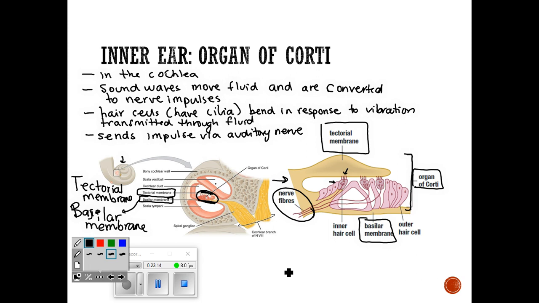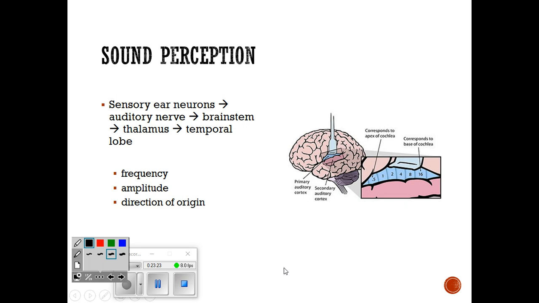So we'll do the same thing for hearing that we did for vision and just trace the pathway from the ear to the part of your brain that's responsible. So the pathway goes from sensory ear neurons to the auditory nerve, passes through your brainstem and your thalamus, and then eventually the temporal lobe. You should already know from before that the temporal lobe is the one that's responsible for detecting auditory stimulus, but also for understanding language.